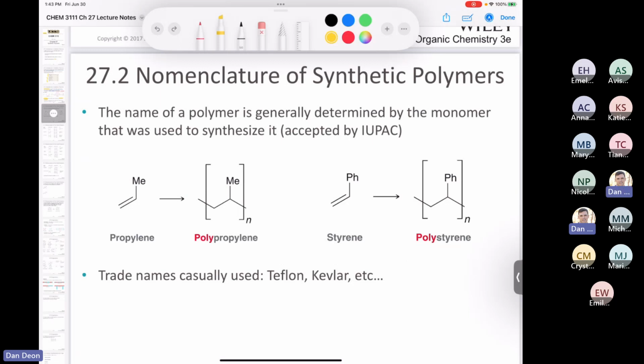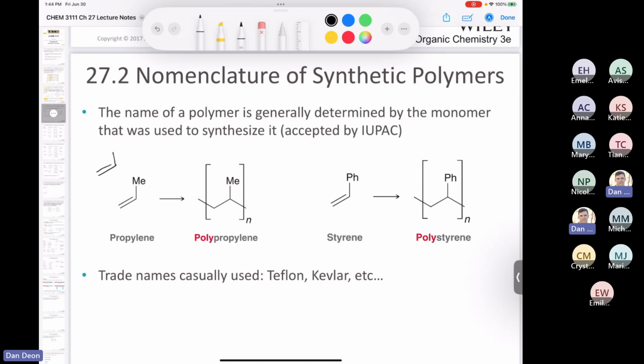And all we do is we take the name of the monomer. So pay close attention. All we do is we take the monomer. So say you have propylene, and if you're thinking, well, Mr. Dion, isn't that propene, right? You have 3 carbons and a double bond. Yes, you could call it propene, but the common name is propylene. And so to name the polymer, all you do is you put poly in front of the name. So polypropylene. For example, here we have styrene. So if you make the polymer of styrene, you call it polystyrene.